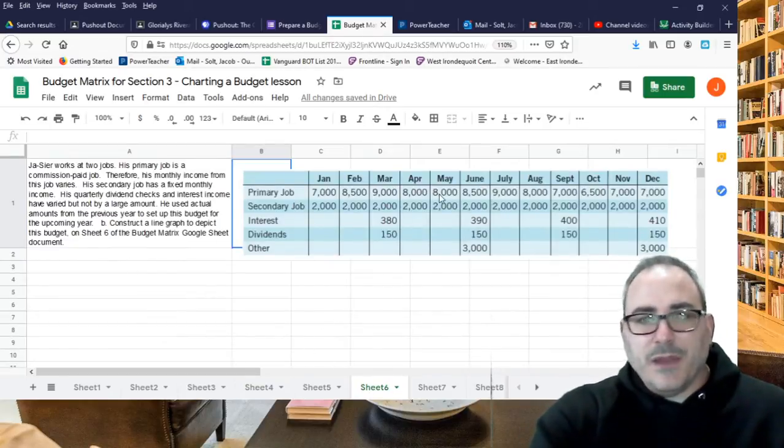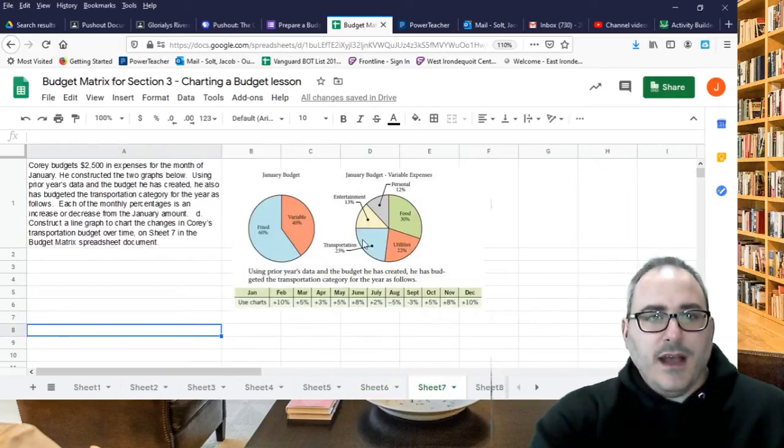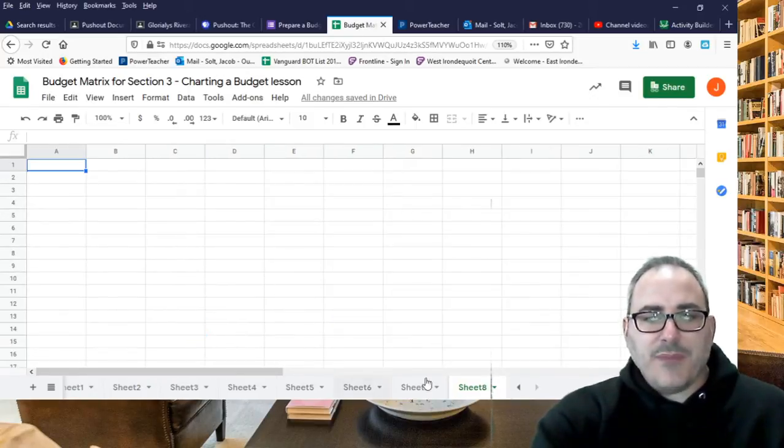All right, this little image here gives you an idea of how to set this matrix up. And then you're going to create some other charts here, probably some circle charts based on the information you've got. And what else do we have for you? All right, and I probably have a plan for sheet 8, but I haven't gotten that far.